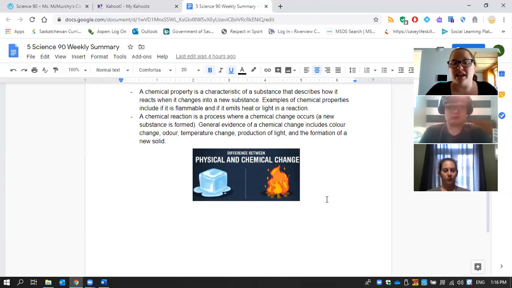So an example would be if it's flammable or not. When you cook something, you can't undo that. So that is a chemical change. And say if it emits heat or light in a reaction.